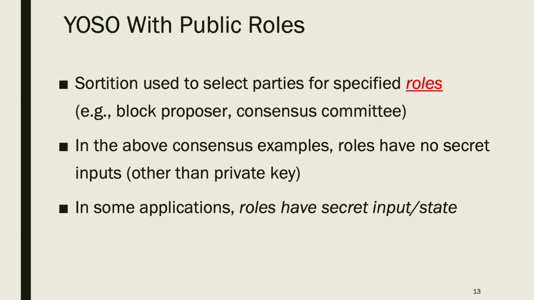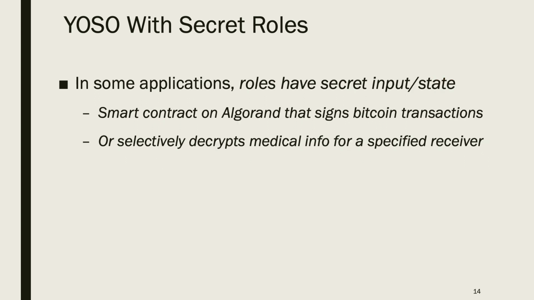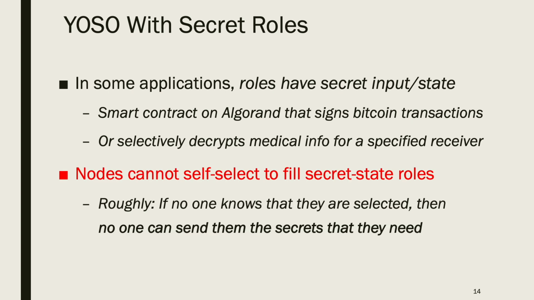However, if there is secret involved, if I need to receive some secret to do my operation, then I have an issue because I cannot self-select. If I select myself and I am the only one that knows that I'm selected, then there is a question: how do I get the secret inputs? With the public inputs, that was not an issue. It was a broadcast. It was part of the blockchain. So we will need to change the ways in which we select committees.